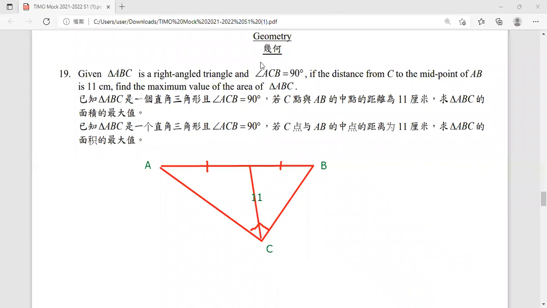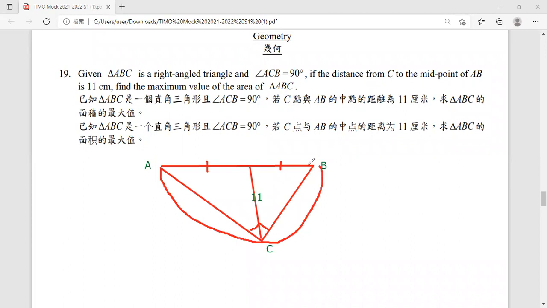Now, if you draw a diagram, you'll find something like this. If C is moving, the angle is still 90 degrees. So A, B, and C here, the angle ACB will remain at 90 degrees. If C moves, you will find the locus of C. It's just a semicircle with diameter AB.